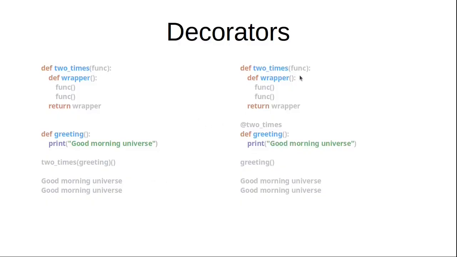On the other hand, I do the same thing, but the first function I create as a decorator, and I add in the syntax @2times. Then I create my greeting function, and when I call greeting, it will print twice good morning universe.